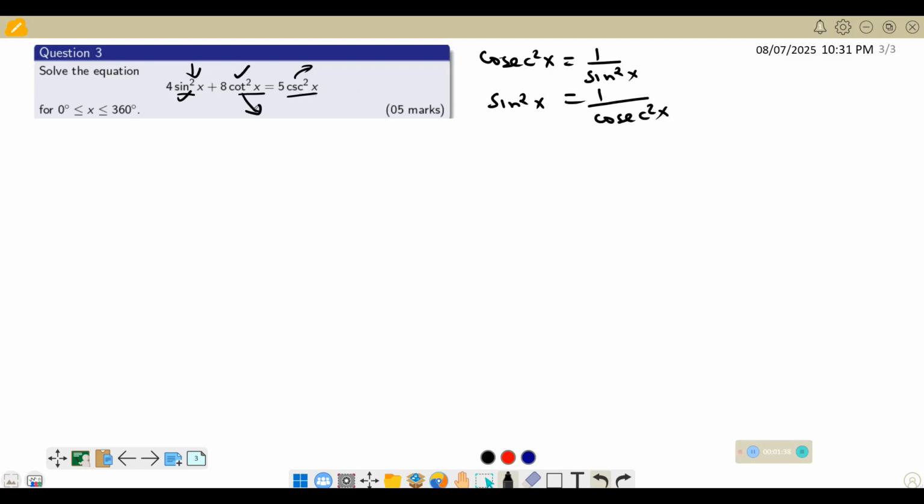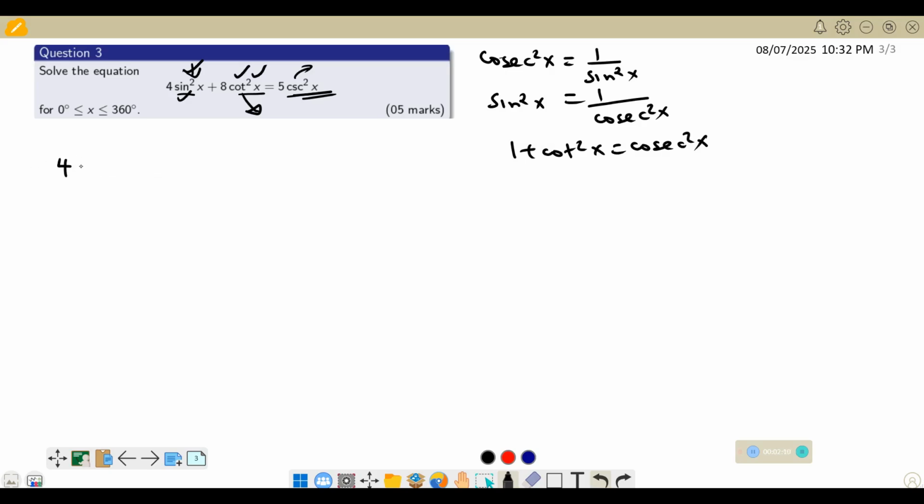What about cot? Can we express cot in terms of cosec? It is also possible, because we understand that 1 plus cot squared of x is equal to cosec squared of x. So we realize that you can express cot squared in terms of cosec squared, and you can express sine squared in terms of cosec squared. So if we are able to express each of these in the same function, then it will be easier for us to solve. So let us do that first.